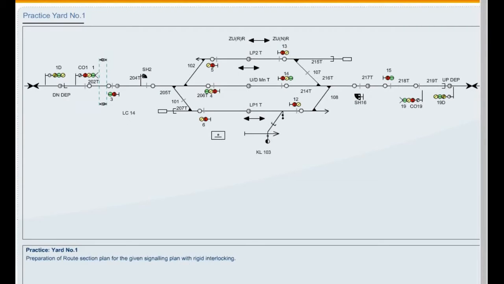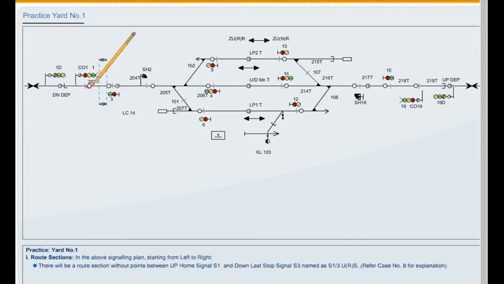Number 1. Preparation of route section plan for the given signal plan with rigid interlocking. Route sections. In the above signaling plan, start from left to right. There will be a route section without points between up home signal S1 and down last stop signal S3 named as S1 by 3 URS. Click on case number 8 for explanation. Similarly, another route section will be provided between S19 and S15 named as S15 bar S19 URS. Click on case number 8 for explanation.